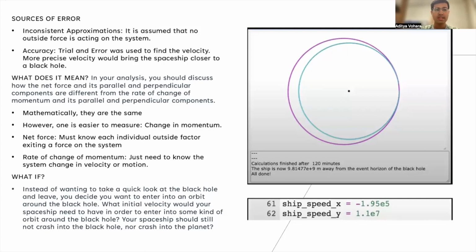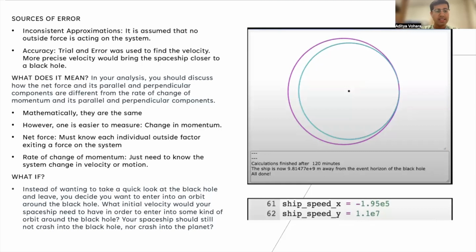In your analysis, you discuss how the net force and its parallel and perpendicular components are different from the rate of change of momentum and its parallel and perpendicular components. What I feel is that mathematically they are both the same. However, the change in momentum is easier to measure. For the net force, we must know each individual force in order to find the net force, whereas for the rate of change in momentum, we just need to know the system's change in velocity or momentum.